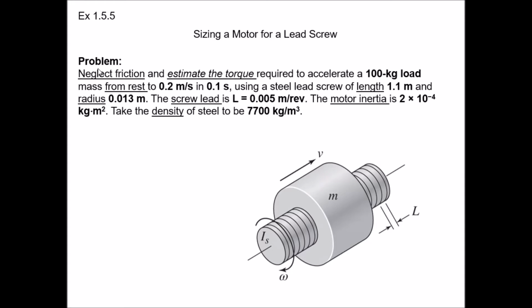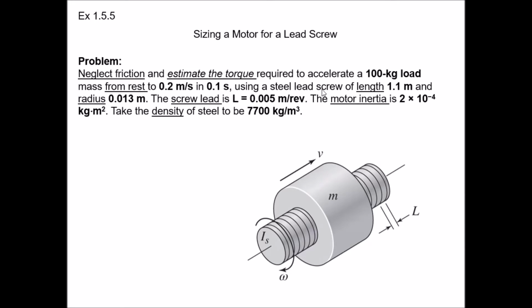In the problem, they tell us to neglect friction, so there's an assumption that we can make: we have zero friction. And they ask us to estimate the torque, so there's what we're looking for right there, required to accelerate a 100 kilogram load. So we have our load right here and our units. And they want us to go from rest, so we know it's starting at 0, to a speed of 0.2 meters per second in a time given to us as 0.1 seconds.